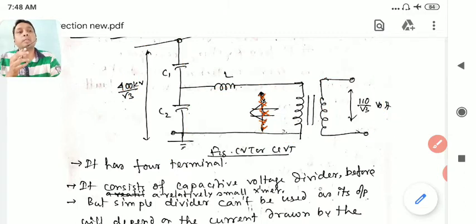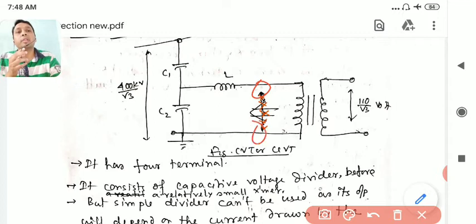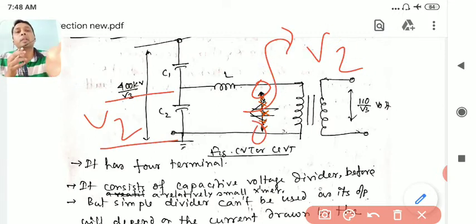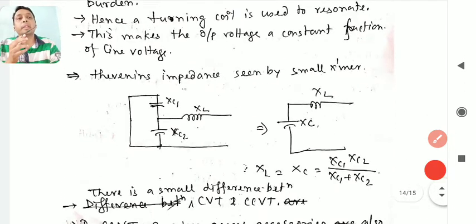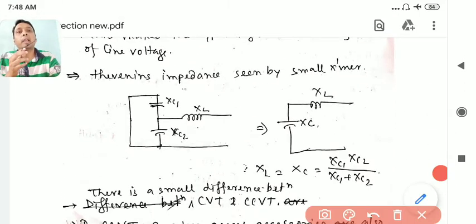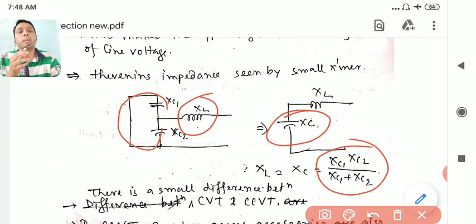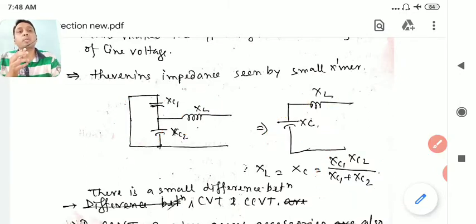For Thevenin's you need both. You need an open circuit voltage. What is the open circuit voltage? It will be V2, whatever voltage you are getting here. This will be open circuit. If you open it, you will find this much voltage. And the impedance will look like this. You will find an L, then 2 capacitors in series. So the XC is the series combination of the capacitors. So your XL should be equal to this, because you want to make it resonance.